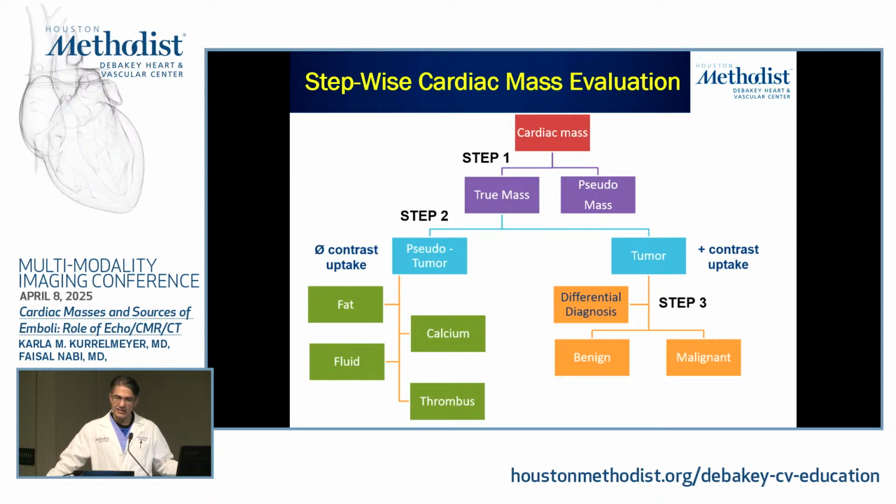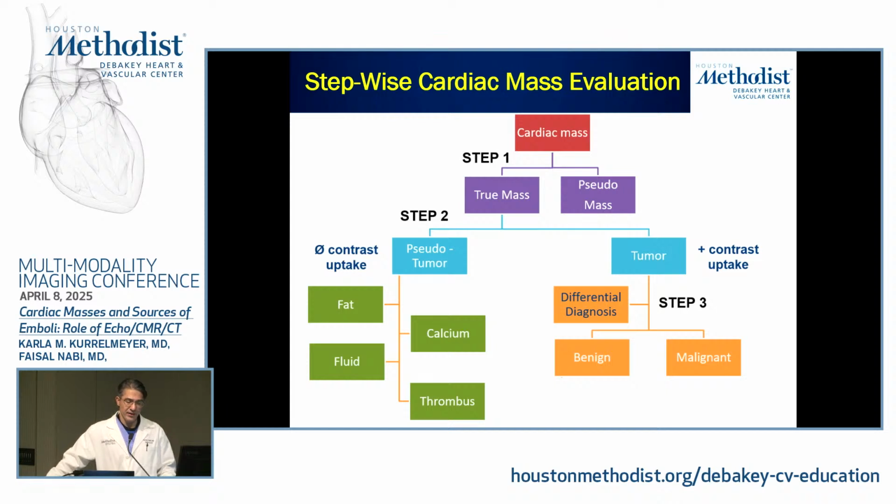Once we've said, yes, this is a true mass, my next question is this what we call a pseudotumor? And what I mean by that, these in general are things like fat, fluid, calcium, thrombus. They all have kind of a benign prognosis, as opposed to a tumor, which, as you know, has a different prognosis. So in general, in step 2, we're trying to figure out whether it's a pseudotumor. Pseudotumors do not take up contrast, whereas all tumors will take up contrast. So this becomes another very important finding.